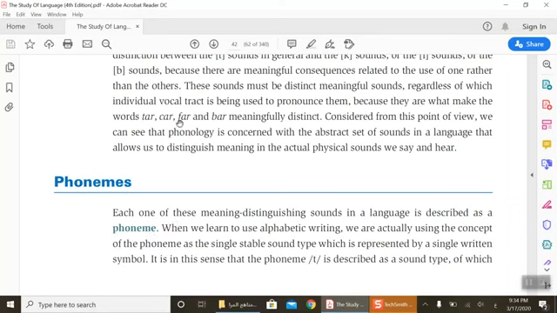And it is meaningful, of course. When we learn to use alphabetic writing, we are actually using the concept of the phoneme as the single stable sound type, which is represented by a single written symbol. It is in the sense that the phoneme T is described as a sound type of which all the different spoken versions of T are tokens. Note that the slash marks, you are familiar with these. These two slashes refer to phoneme, and the brackets here refer to phonetic or physically produced segment.